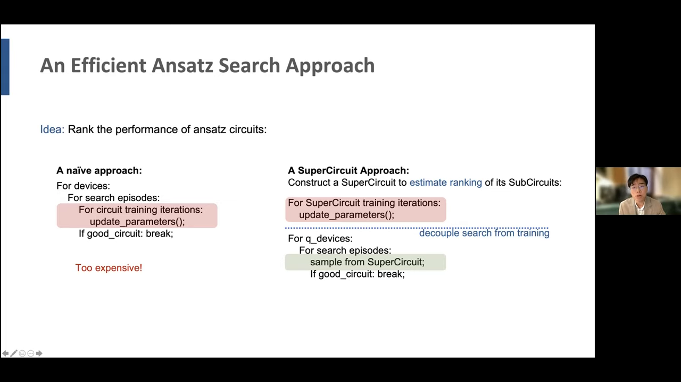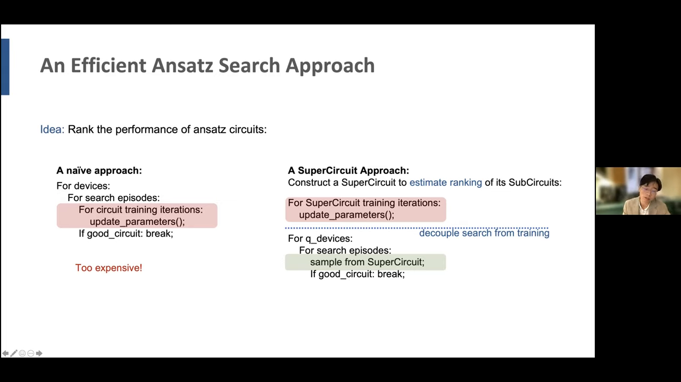We want to decouple the search process from the training process. So after all, you only need to perform training for the super circuit once. And then within that super circuit, the sub-circuits will be sampled from this trained super circuit. And you just compare the sampled circuit candidates from your super circuit. So this is a technique inspired by neural architecture search.